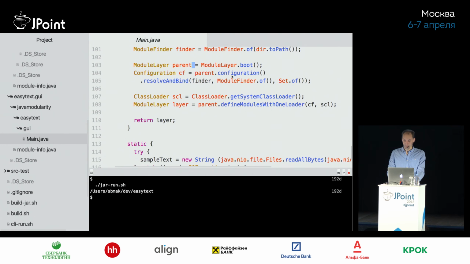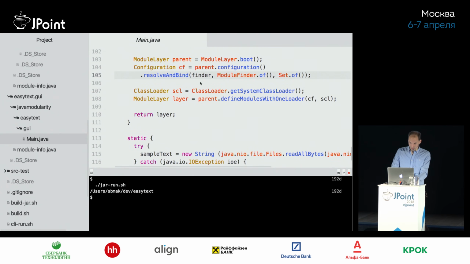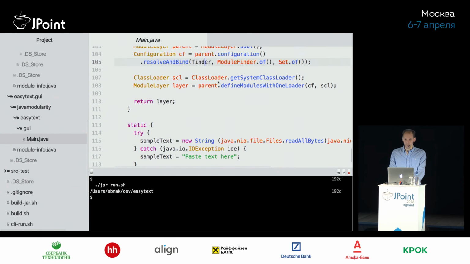And now we can create a configuration. And the configuration is actually what does the resolving of the modules, the logical resolving. So on this parent, we call the configuration, and we resolve and bind a new configuration by passing in our module finder. I won't discuss this in further detail, but if you want to know about this, look at the Javadoc. But what happens is that we now resolve a new configuration containing the modules that are found in the directory that we passed in. Now, the last thing that needs to happen is that we need to instantiate this resolved configuration into an actual module layer.